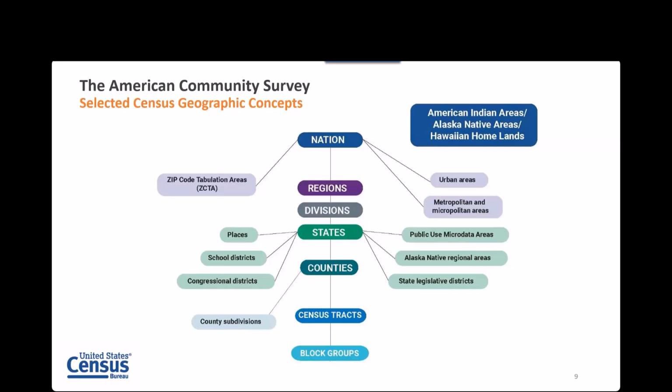And so in this, you can also see the smallest geographic building block is the block group. Block groups are a group of blocks within a census tract. They usually have around 600 to 3,000 people. And so the ACS's unique ability to report on a wide range of geographies is what gives it such a broad appeal.